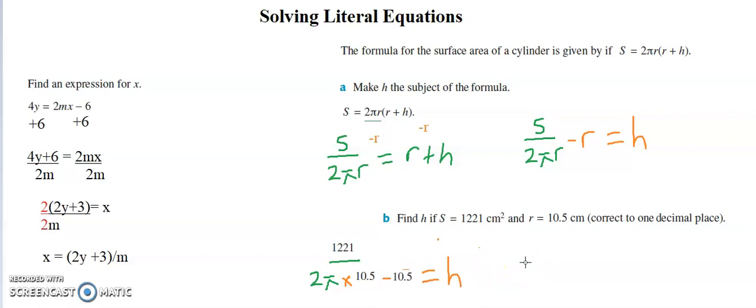Now all I need to do is solve this on the calculator. 1221 divided by, in brackets, 2 times 3.14 times 10.5, minus 10.5, and that gives me the height. So height equals 8.01. It's correct to 1 decimal place, but I'll be rounding it down, so it'll be 8.0 or 8.